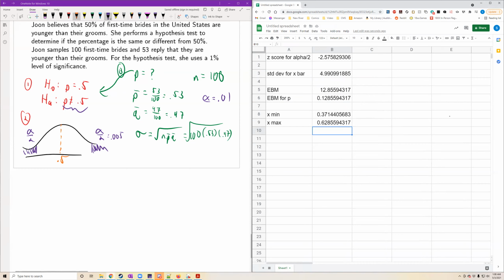Okay, so in this scenario, this right here is the x max of 0.628, and this is the x min of 0.371. Our experiment gave us 0.53 as the suspected proportion. That is well inside the range. It's not in the shaded area, it's in the regular middle area. So we do not reject the null hypothesis.